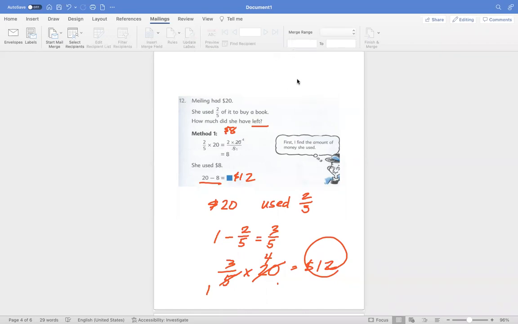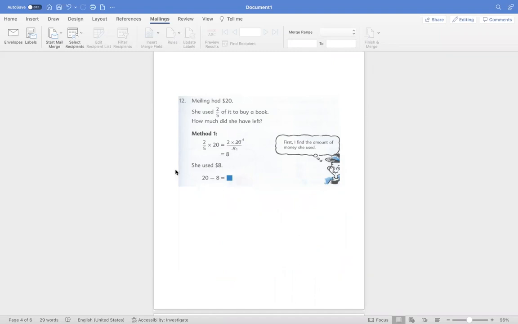I personally like this method better because it organizes into a picture, and then maybe I won't forget a step. So let's look at this. If I had $20, this is my total. She had $20. Let's show that this is all of it. $20. She used 2/5. So that means I'm going to break it into fifths. 1, 2, 3, 4, 5. And she used 2/5. So 2/5, 1, 2, to buy a book.